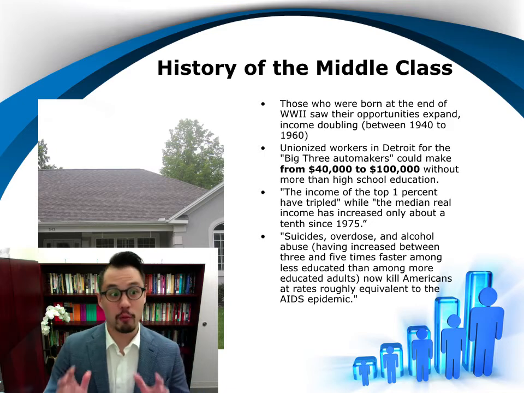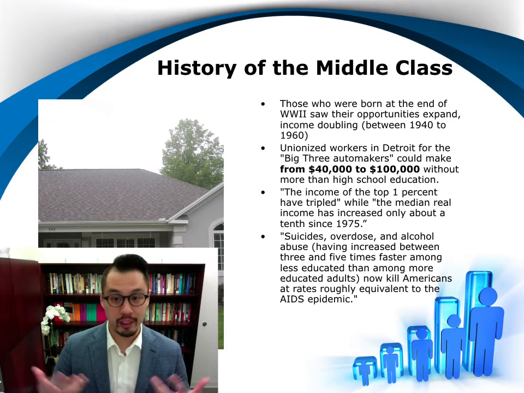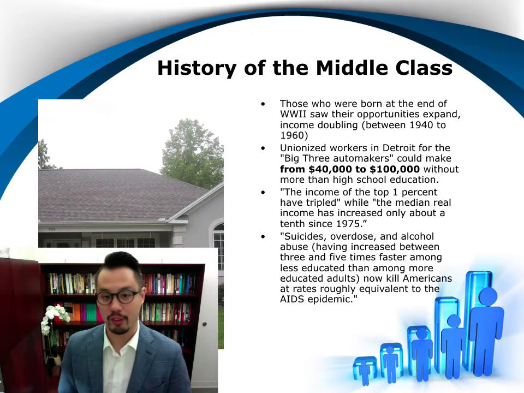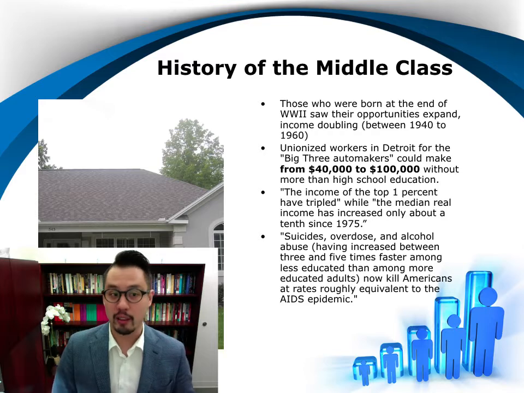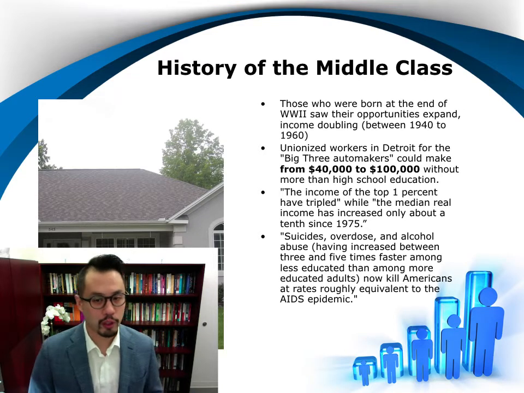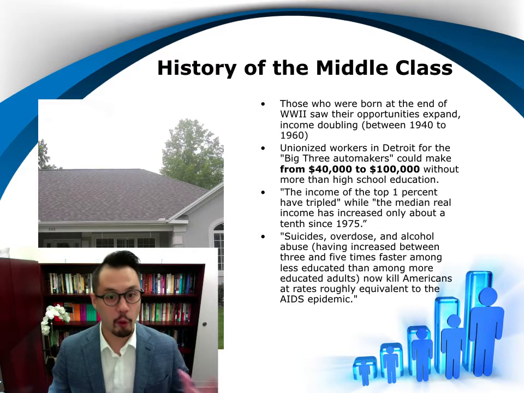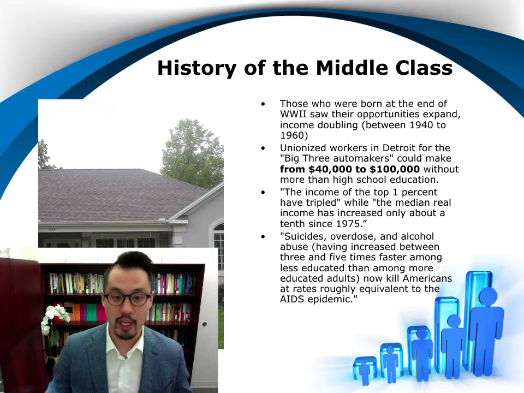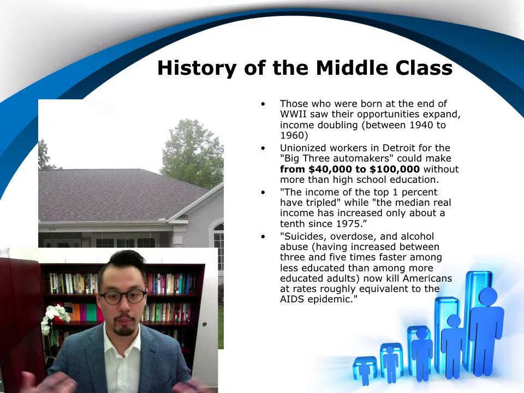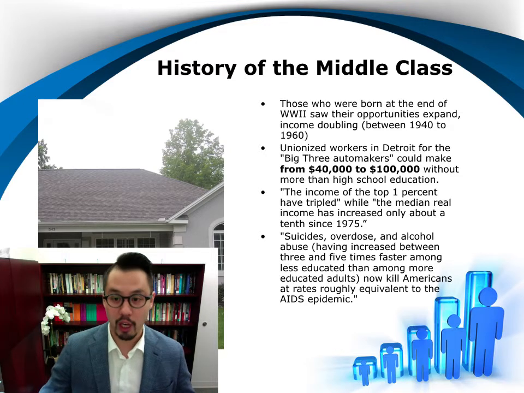Those who were born at the end of World War II saw their opportunities really expand, their income basically doubling between the 1940s and 1960s. Children were also very likely to exceed their parents in terms of their earning power in the United States during that period. So to give you an example, unionized workers in Detroit for one of the big three automakers could make anywhere from $40,000 a year to $100,000 a year without more than a high school education. Nowadays, to make that much money, you would at least need a college education, if not more.